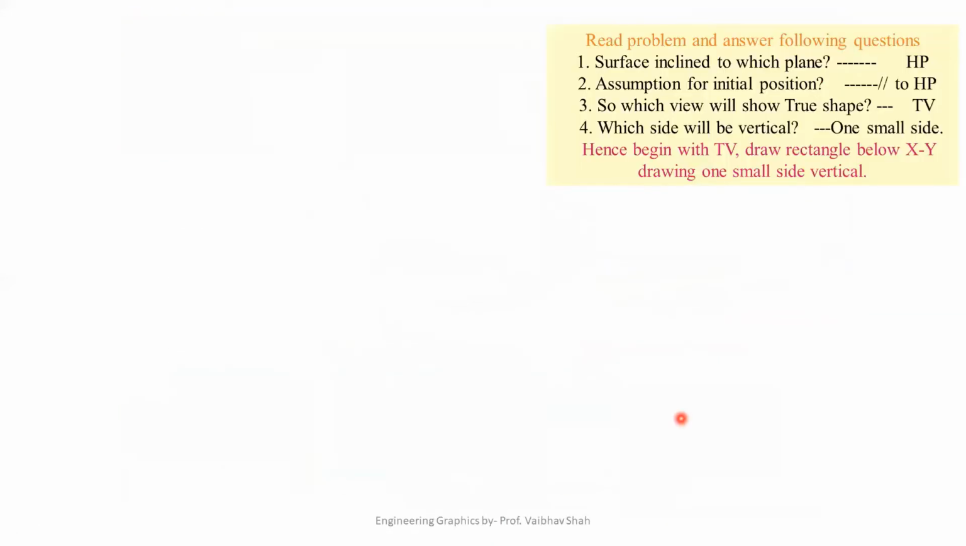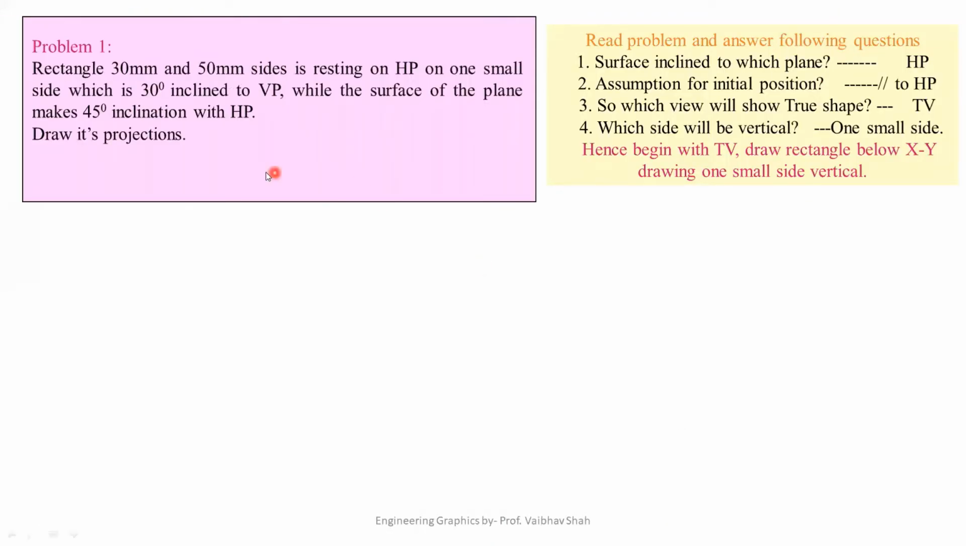So now let us start with the first problem. Problem number 1: a rectangle with 30 mm and 50 mm sides is resting on HP on one small side which is 30 degrees inclined to VP, while the surface of the plane makes a 45-degree inclination with HP. Draw its projection. Read the problem and answer the following questions before starting to draw.